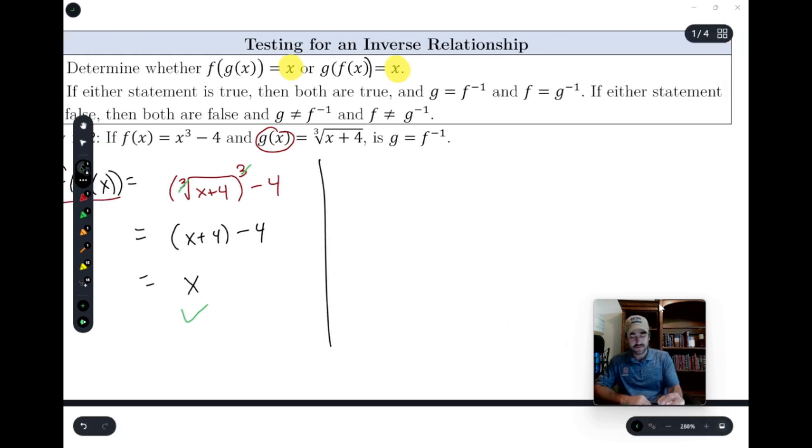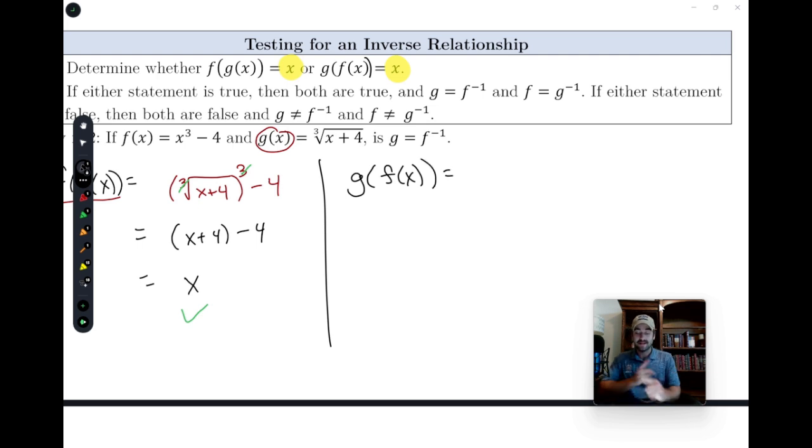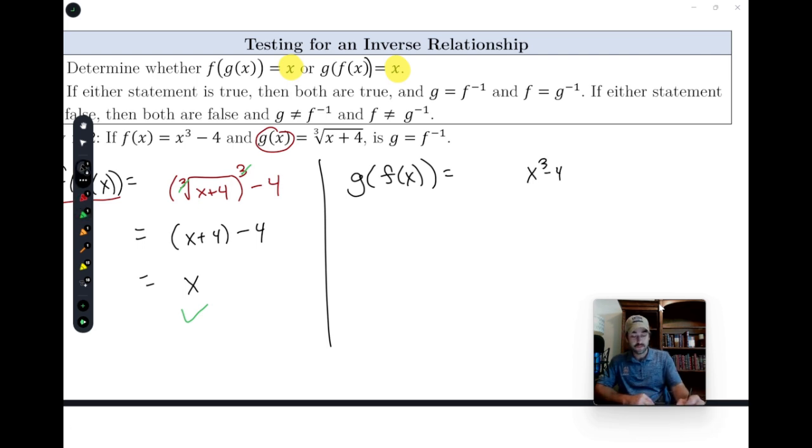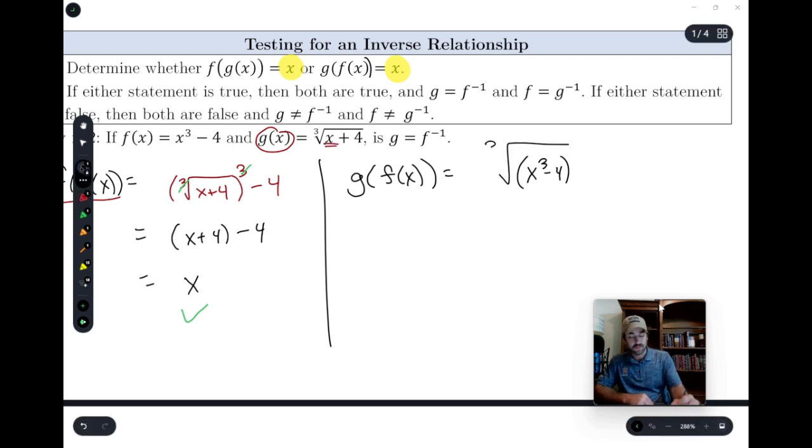So we're going to go to the other side, and we're going to check the exact same type of thing, but with a different inside-outside function. In the previous one, g was on the inside. Now f is going to be on the inside. And so our x cubed minus 4 is on the inside, and we're plugging that into the x value of g. So we get the cube root, and we get plus 4.